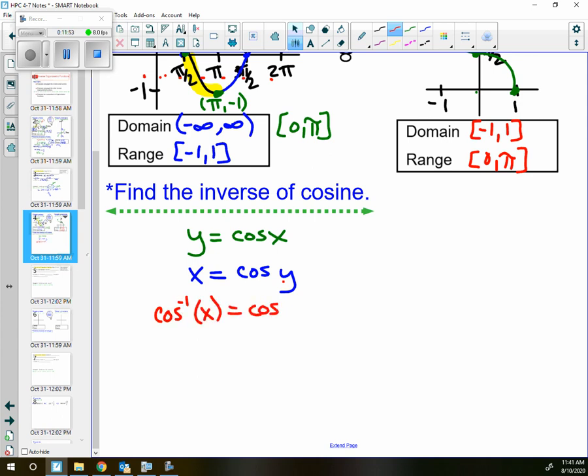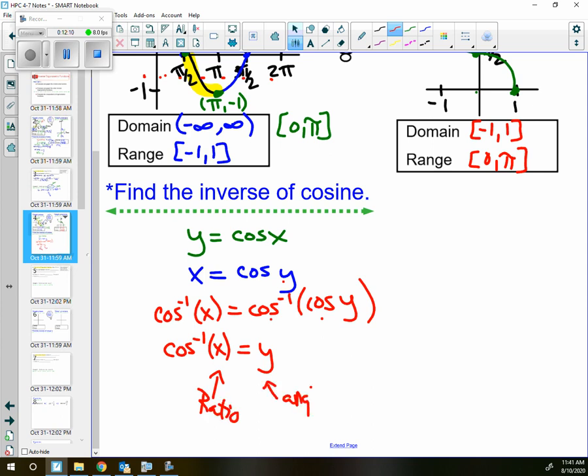And again, it could be arc cosine. Remember, you always have the choice, whichever way you want to write that. They're the same thing. If you do a function and then its inverse, they undo each other, so we get y equals inverse cosine of x. So your input, remember, is going to be a ratio, and your output is going to be the angle.